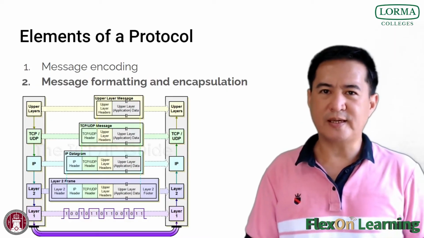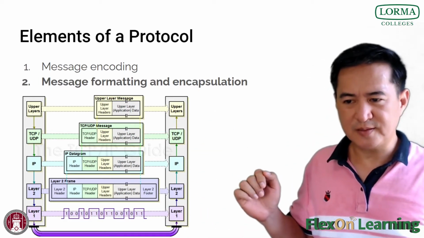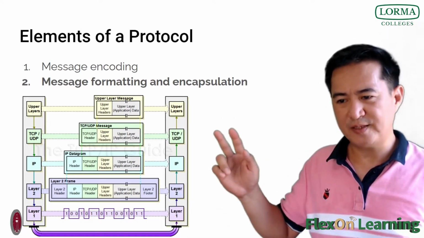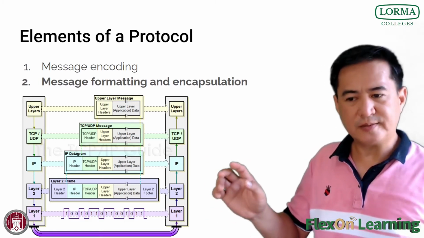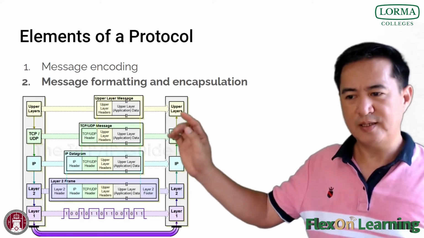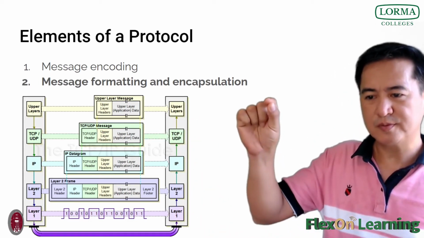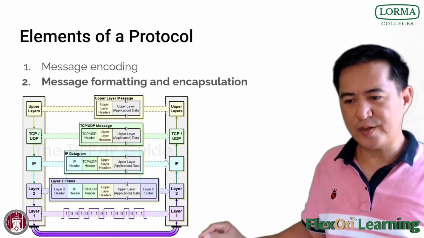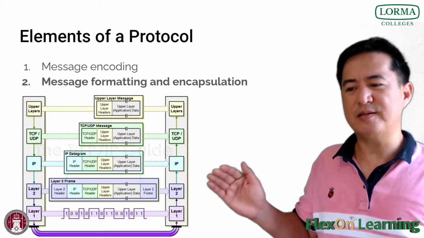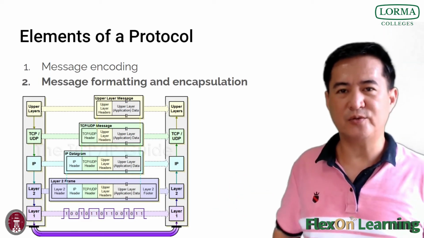Next is message formatting and encapsulation. So this diagram that you see here is the OSI model. There are 5 layers presented here. Taking a look at it, you would see it's coming from the upper layer and goes down, and then it moves to the next destination. At the lowest layer, layer number 1, which is the physical layer, the message has already been converted to its equivalent ones and zeros, and then eventually to its final form.